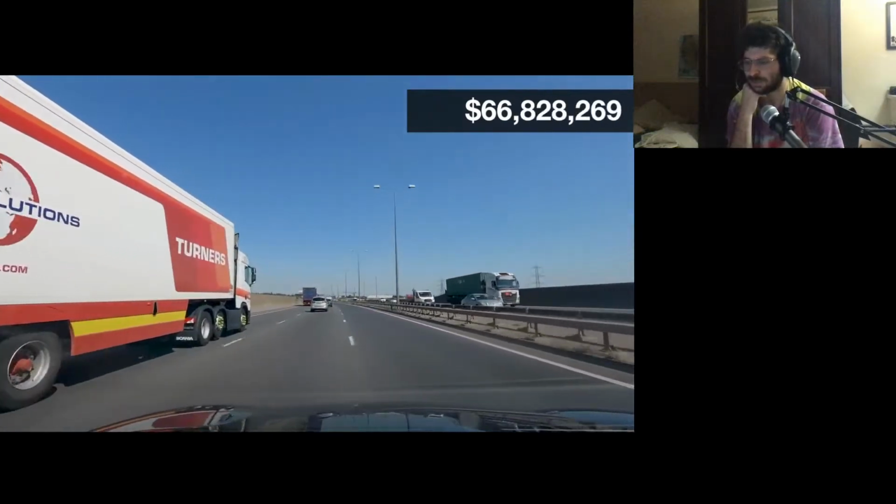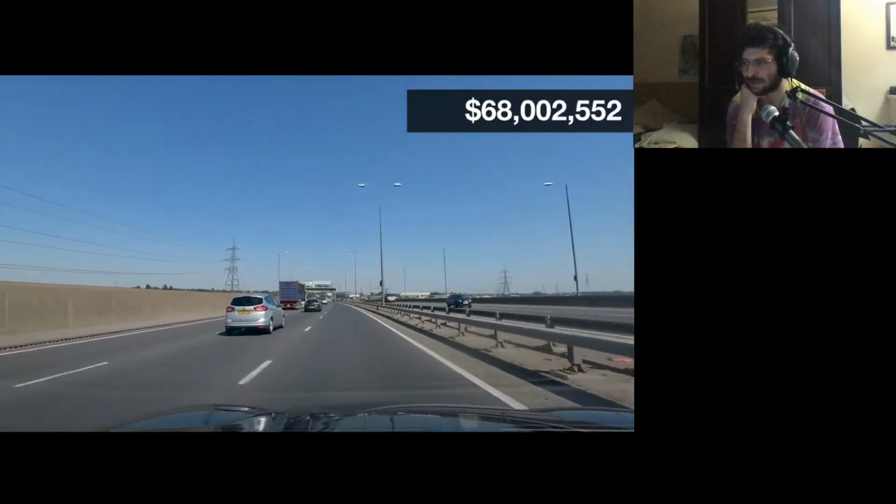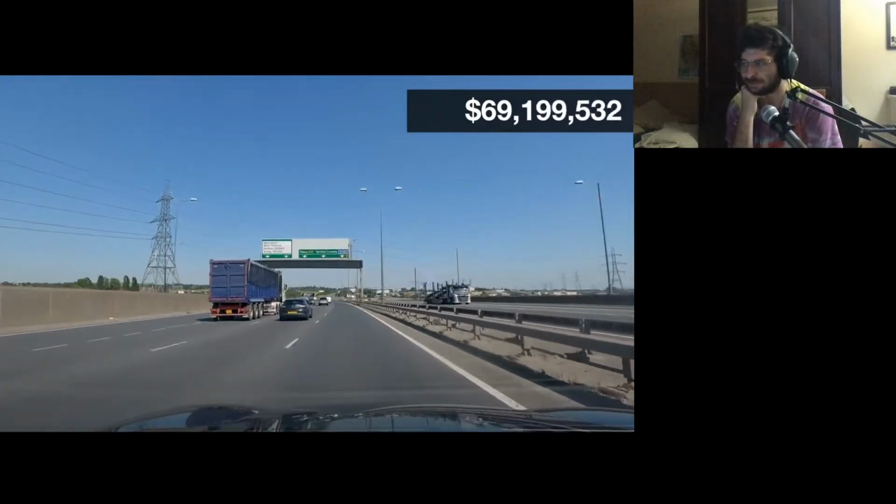I'm literally watching someone drive the length of a bunch of US dollars stacked together, a billion to be exact. Somewhat cathartic.